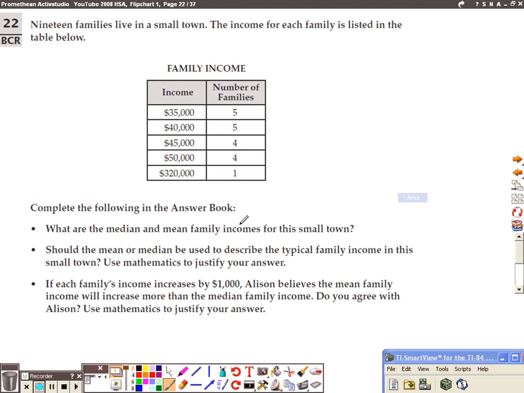Question 22 is a BCR. Remember, there are only multiple choice questions on the Algebra HSA now, but the skills in this question could easily be rewritten into a multiple choice question.